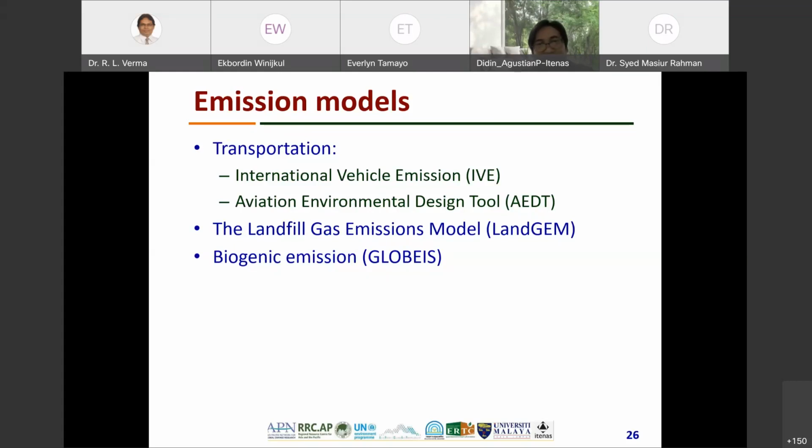And the second thing, we have the LANGAM model, the landfill gas emissions model, which is quite useful. And then for those who normally do ozone modeling in one city, perhaps biogenic emission is one of the important factors. Then we can also use one model named GLOBASE. However, the community support for this model stopped a long time ago, but of course it is still useful if you would like to estimate the biogenic emission in your city or in your province, for example.